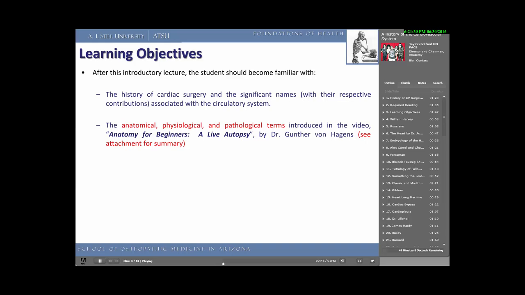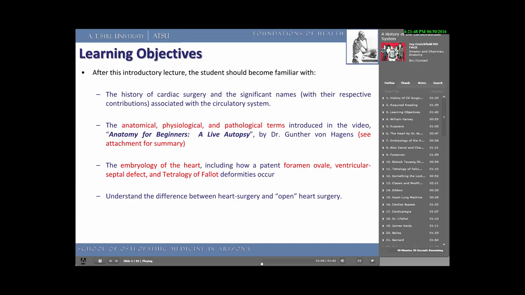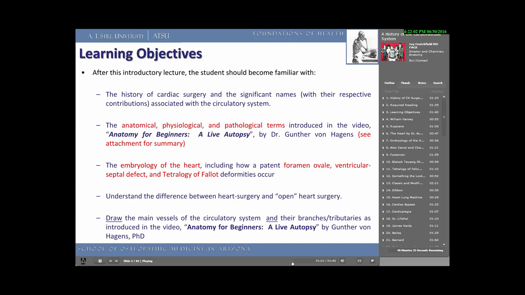Also, you'll need to understand the embryology of the heart, hence the reason that I asked you to read Langman's textbook before you go through this presentation. You'll need to know what a patent foramen ovale is, a ventricular septal defect, and tetralogy of Fallot. You also need to understand the difference between heart surgery and open heart surgery, and who was the important name that did the first open heart operation. Also, it would be nice for you to be able to draw the main vessels of the circulatory system and the arterial branches and the venous tributaries as introduced in the video Anatomy for Beginners. If you can do all of this and you know the names as well as the anatomy that we introduced, you'll be set to understand and go forward with the circulatory system as we learn it in more detail throughout the year.